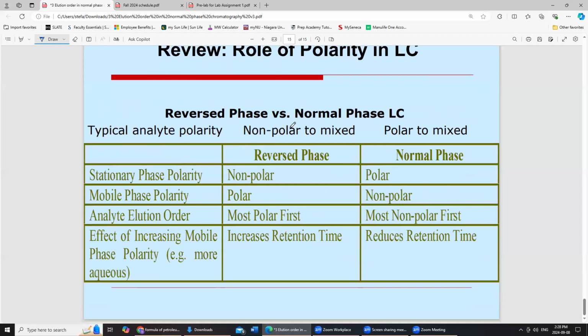So to review it one more time. In reverse phase, we have our stationary phase polarity, which would be non-polar in reverse phase, polar in normal phase. Our mobile phase polarity would be polar in reverse phase, non-polar in normal phase. Your analyte elution order would be most polar first in reverse phase, and most non-polar first in normal phase. As you increase the mobile phase polarity, you increase your retention time for reverse phase. And if you increase the polarity for normal phase, you reduce the retention time.